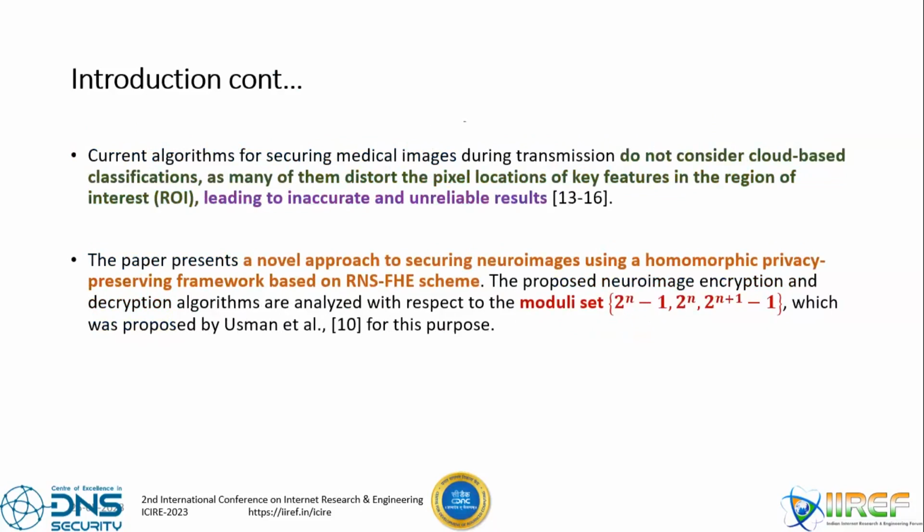Currently, the algorithms that are used for securing medical images along the transmission channel do not consider cloud-based classification because they distort the pixel locations in the key regions of interest, and this leads to inaccurate and unreliable predictions. In this paper, we present a novel approach to securing neuroimaging datasets using a homomorphic privacy-preserving framework based on the residue number system fully homomorphic scheme. The proposed neuroimaging encryption and decryption algorithm are analyzed with respect to the moduli set 2^n - 1, 2^n, 2^n + 1, which was proposed in our previous paper for this purpose.